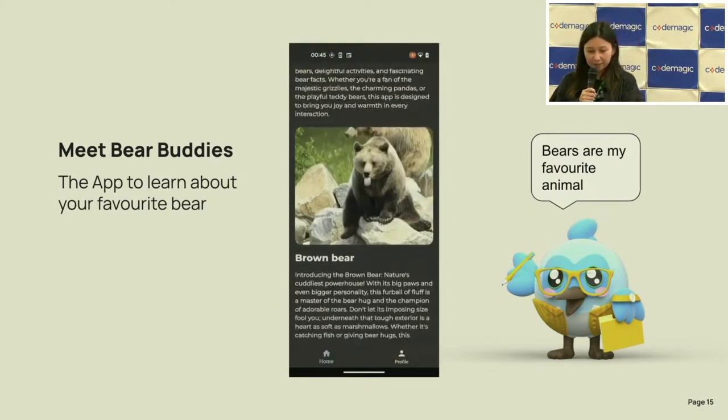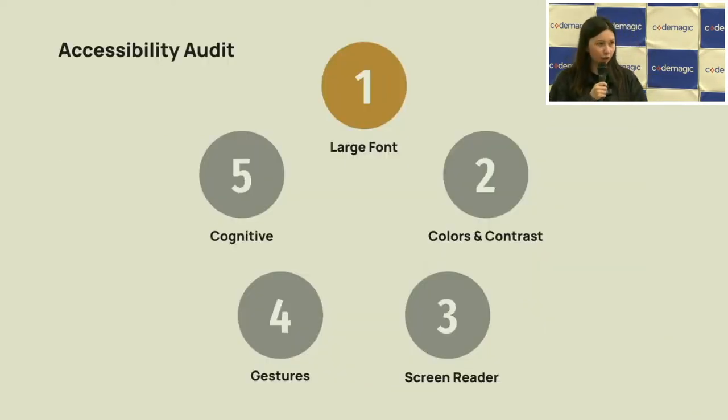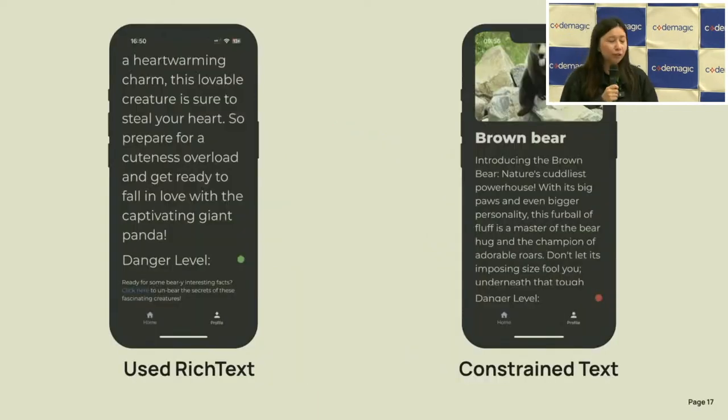So let's check it. So we start with large font. Large font is one of the most used accessibility features, actually. It's probably around 25% of all users. You can actually add some analytics in your app to check that out. So, what issues could we have?